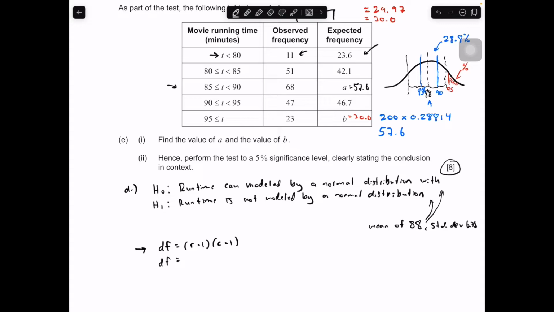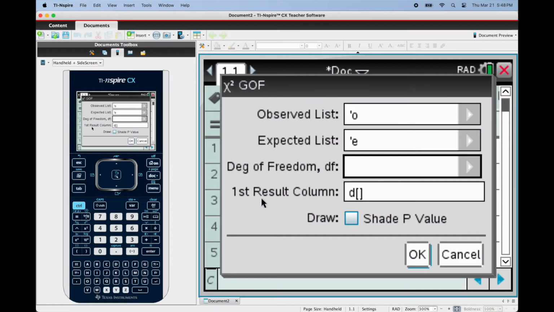So rows, we have 1, 2, 3, 4, 5. 5 minus 1, and then 2 minus 1. If we want, we can write this. Degrees of freedom is 4. Okay. So let's go back to the calculator screen. Degrees of freedom is 4. Let's press OK.